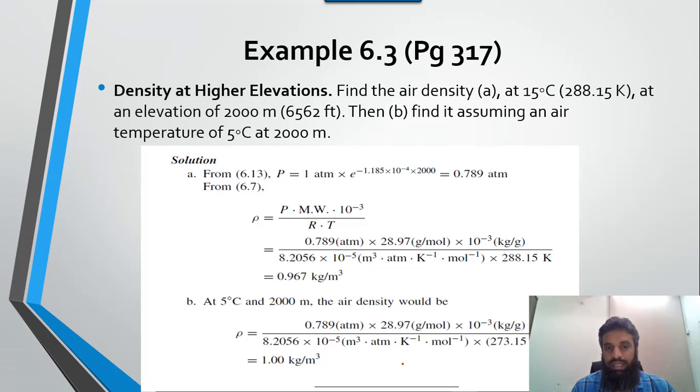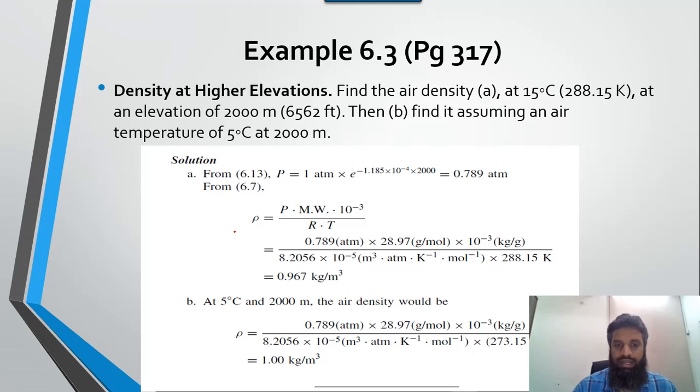So there is an example: find the air density at 15 degrees centigrade, 288.15 Kelvin, at an elevation of 2000 meters. So the altitude is 2000 meters, which in feet is 6562. Then find it assuming an air temperature of 5 degrees at 2000 meters. So there are two different points: one is 15 degrees centigrade and the second one is 5 degrees centigrade.